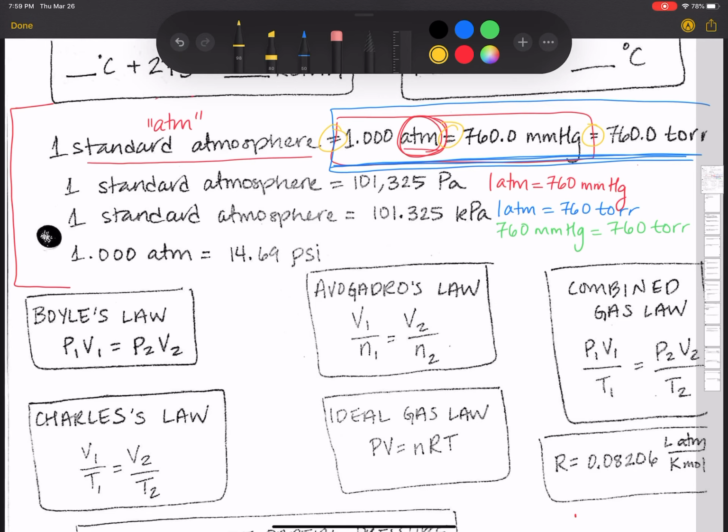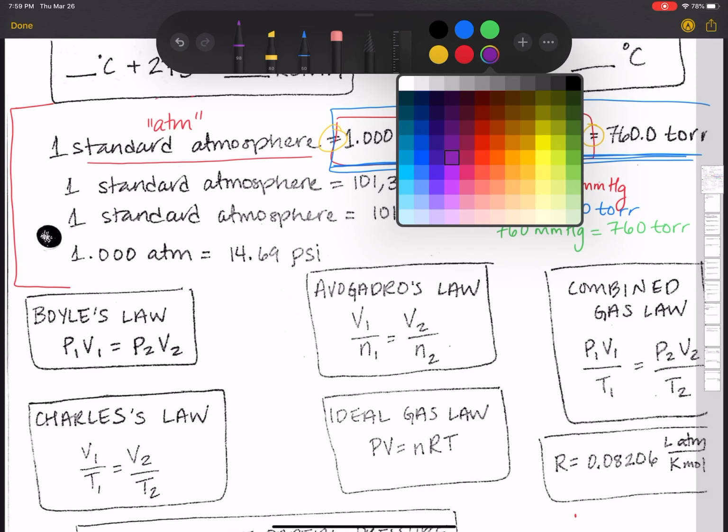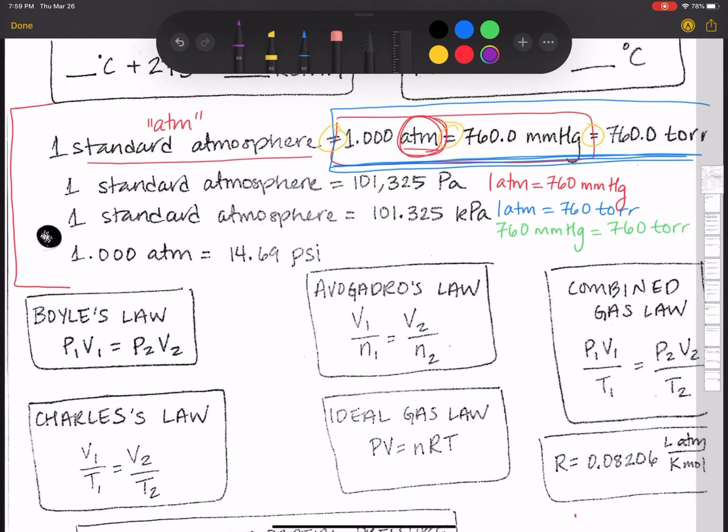I have a couple conversion factors that are written outside of your main conversion factors. So here's 1 standard ATM, which you know means 1 ATM. That's also equal to 101,325 PA, and PA stands for Pascal. Another one written below it tells you that 1 ATM is equal to 101.325. This is kilo Pascal.